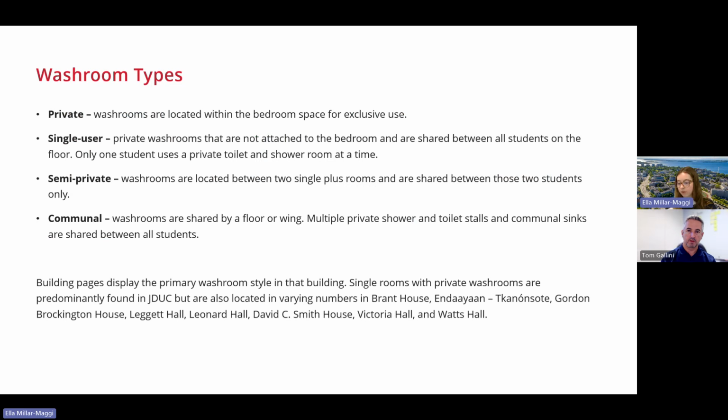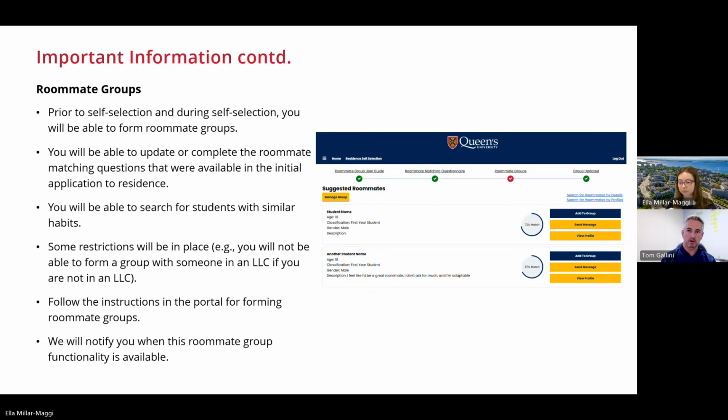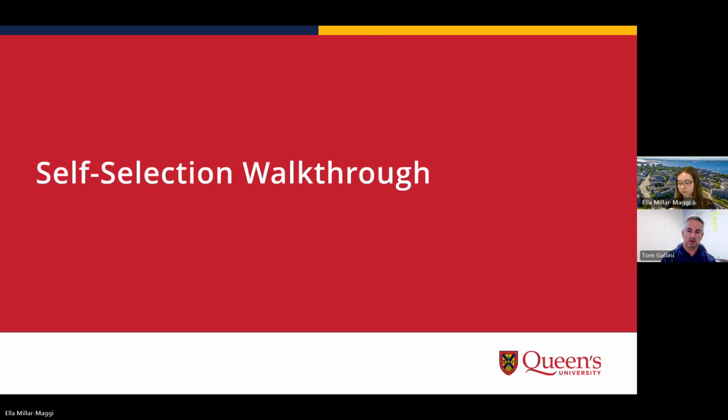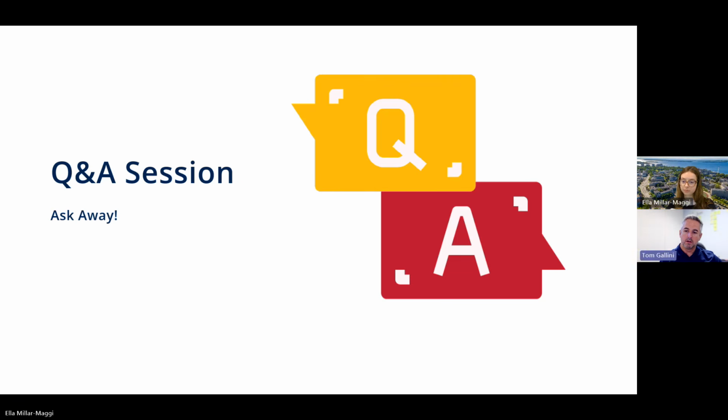Let's see our first question. Okay. Our first question, this one is for Tom. How do we know what our self-selection date and time is? So you're going to get an email tomorrow, to your Queen's email. We'll likely send it to your applicant email as well, just because we want to be super sure that you've received that, to let you know that your date and time are available to view in the portal.